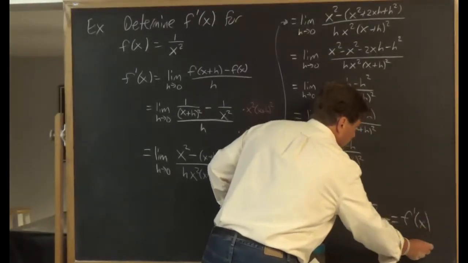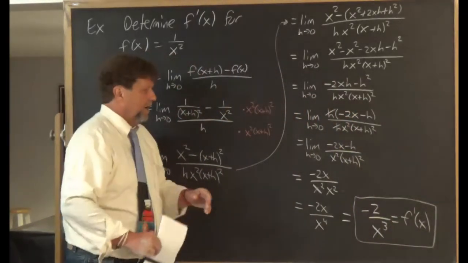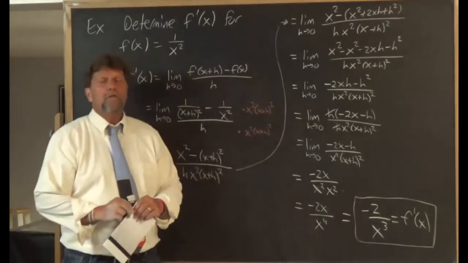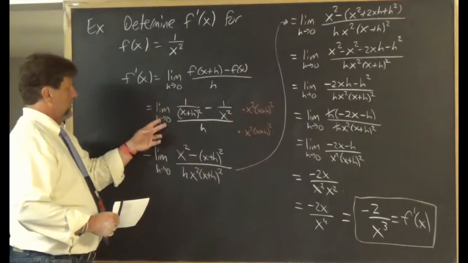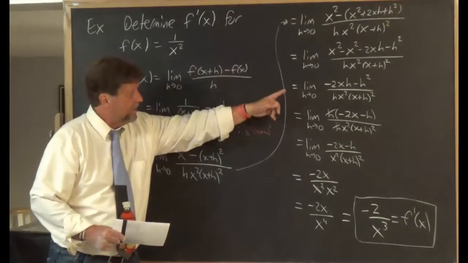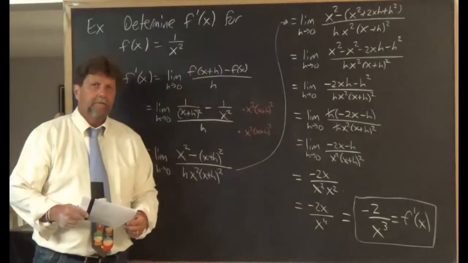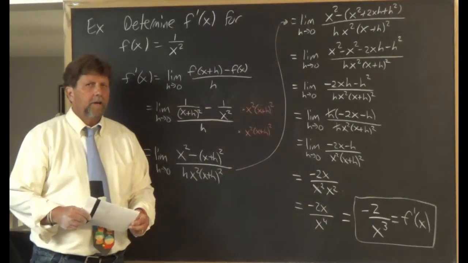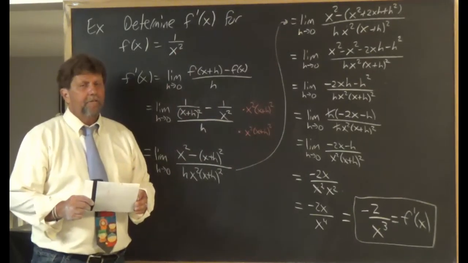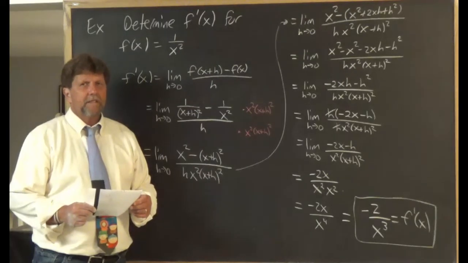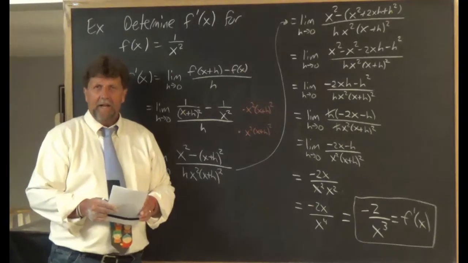So for the function 1 over x squared, the derivative is -2 over x cubed. There were a lot of steps here. 1, 2, 3, 4, 5, 6, 7, 8, 9, 10, 11 steps. Here real soon we're going to learn how to get the derivative for this function in a lot fewer steps than 11 steps. But let's head back to the slides and see what's next.